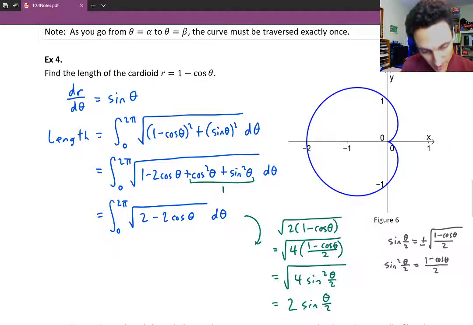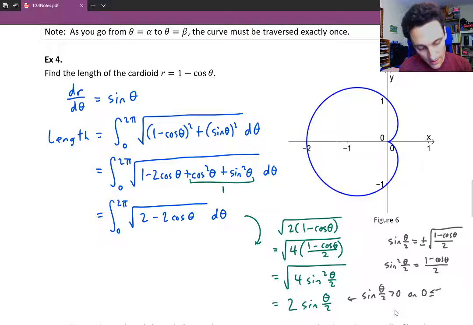One thing we should mention and worry about is this: is it really 2 sine theta over 2, or is it the absolute value of 2 sine theta over 2? Because when you take the square root of x squared, technically it's the absolute value of x, unless x is positive, in which case you can drop the absolute values. So let's see if sine theta over 2 is positive. And it is.